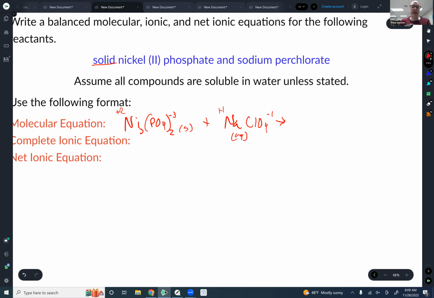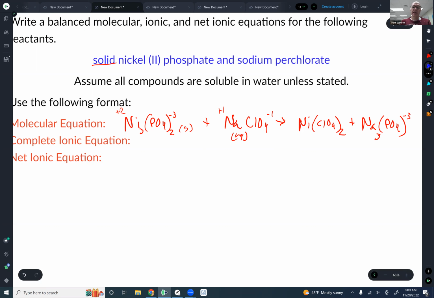It's a double replacement reaction. It is going to switch places. So I'm going to have nickel perchlorate. Because of their charges, I'm going to need 2 of those, because the nickel has a charge of +2. It's the sodium that's going to combine with the phosphate that will carry the 3, because the charge of the phosphate is -3. Now I got to balance this.